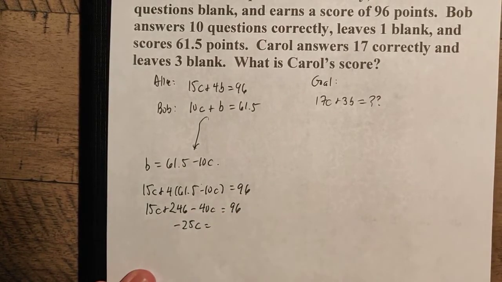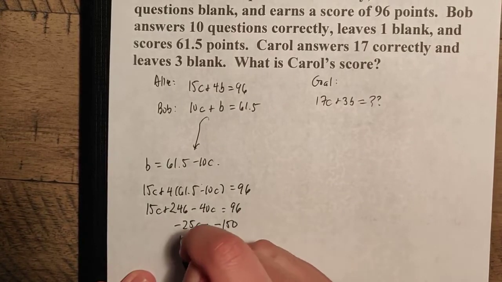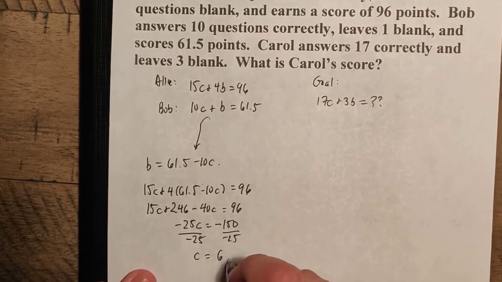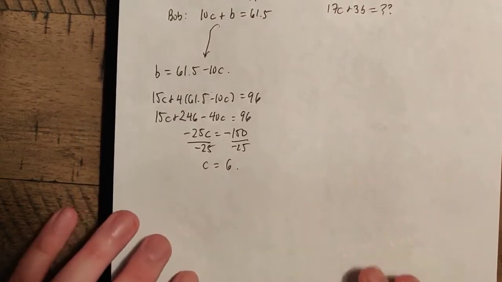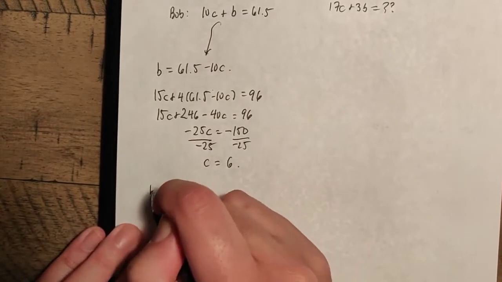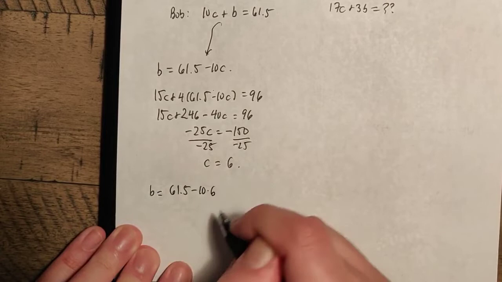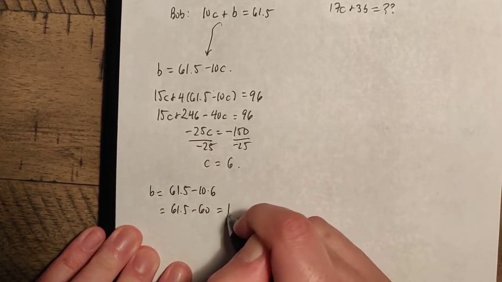The right-hand side is 96 minus 246. That's a minus 150. So you can divide both sides by negative 25. You get C is equal to 6 here, right? So now we have C is equal to 6. That's pretty good, because now we can go back to the thing here. We have B, in this case, is 61.5 minus 10 times 6. Right, and that's 61.5 minus 60, which yields just 1.5 here.